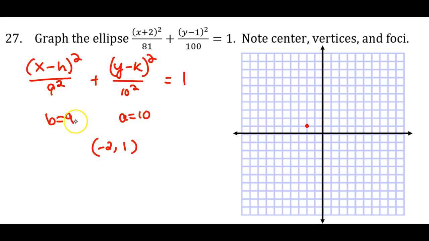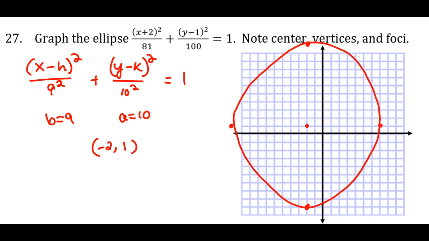And then I know that b is equal to 9, so I'm going to go 9 this way. 1, 2, 3, 4, 5, 6, 7, 8, 9. And 9 this way. I'm going to go a little bit off the graph there. And then I know that my a is 10, so I can go down 10 this way, and 10 up. It's going to be a little bit off the graph this way, and my ellipse is going to look something like this, which is horribly drawn by hand. It should look something like a warped egg, or football, I guess you could say.